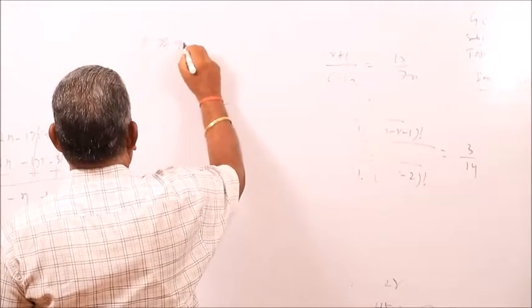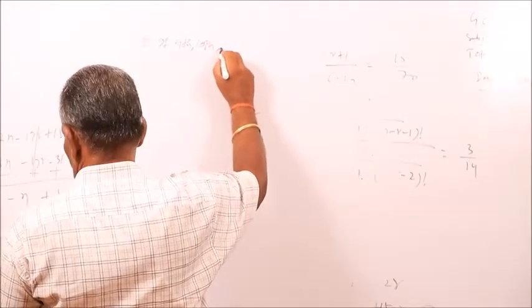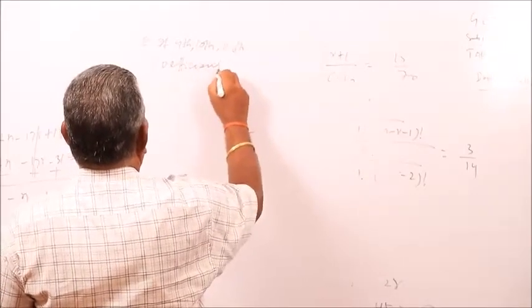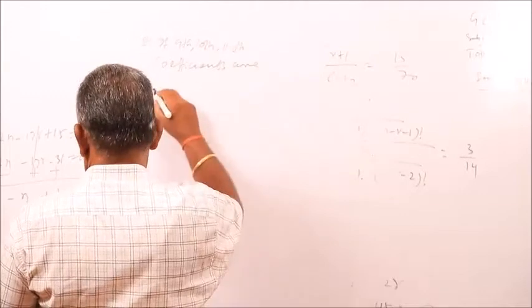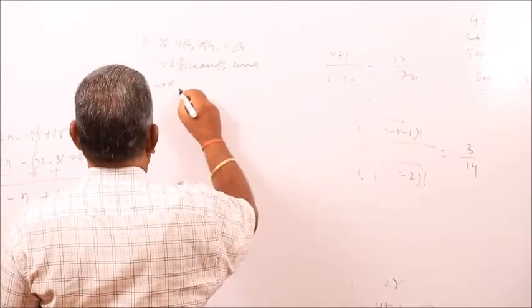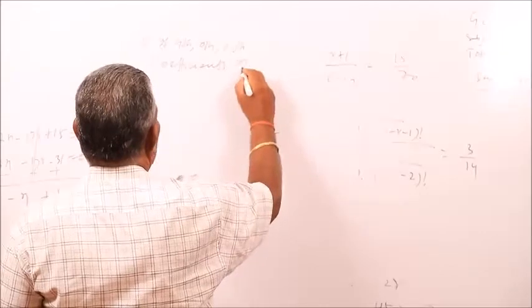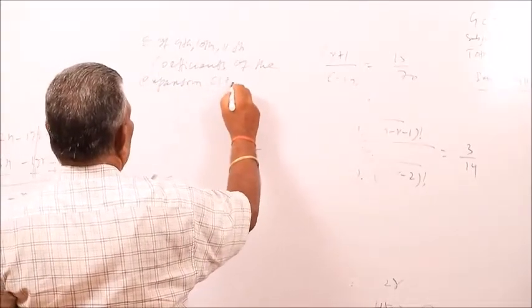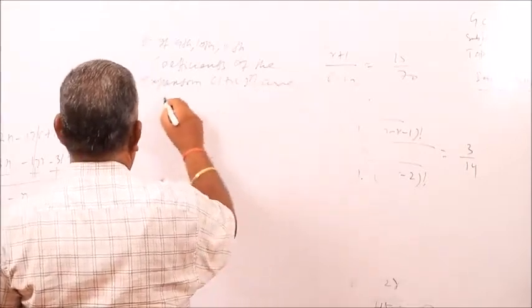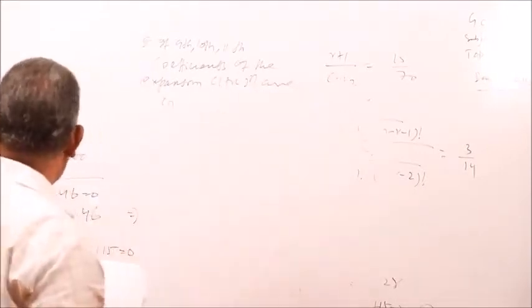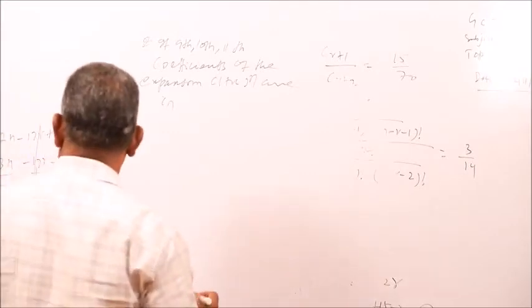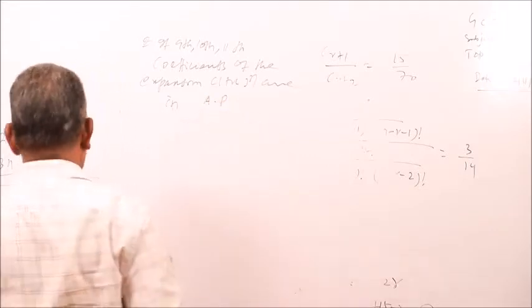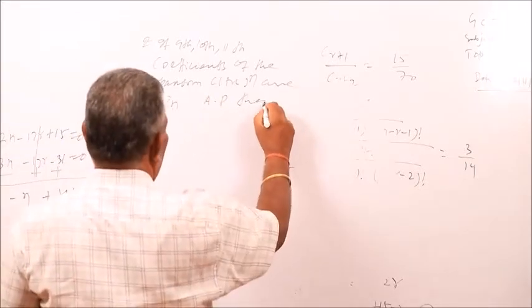If 9th, 10th and 11th coefficients of the expansion 1 plus x whole to the power n are in AP, arithmetic progression, then find n.